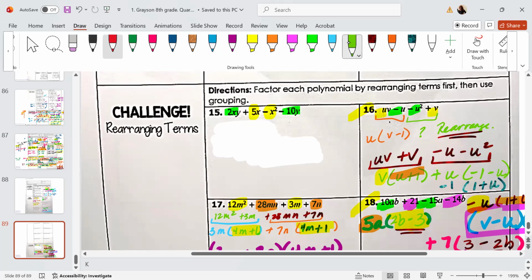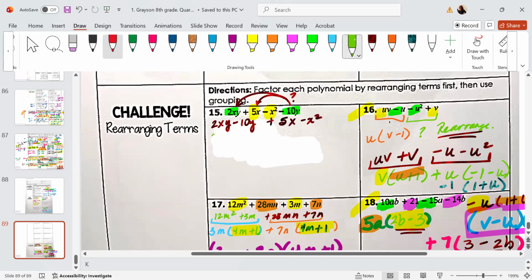Okay. Because technically, do you see how this can be grouped with this as well? Do you see that? And this could be grouped with this. We just don't know which one yet, right? So we're just going to give it a try, okay, for both. And then once we figure out which one works, I'll go back and maybe have to rearrange it again. So our first rearrangement is a 2xy minus 10y plus 5x minus x squared, right?